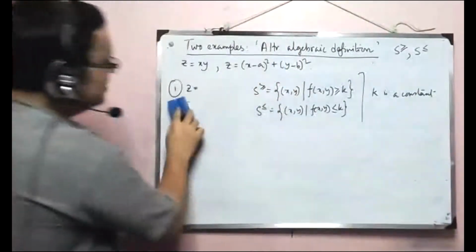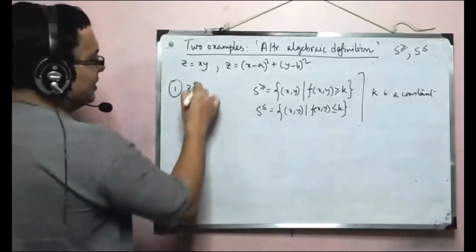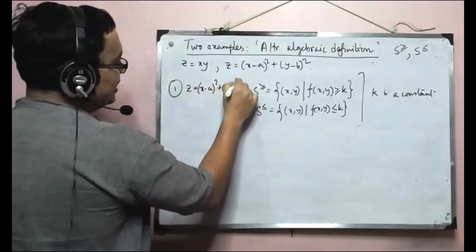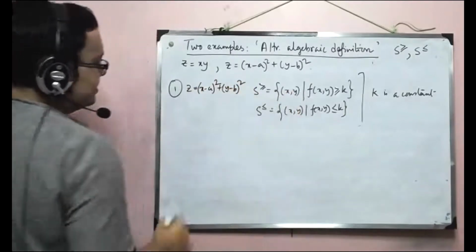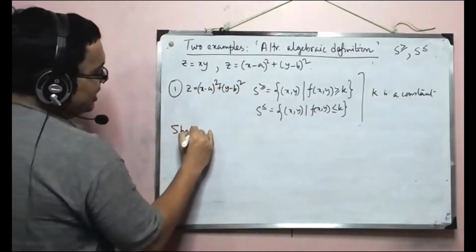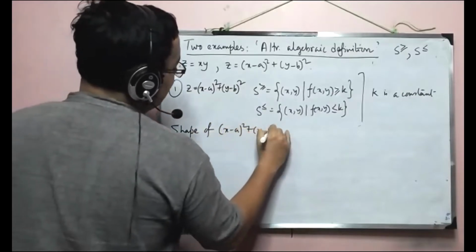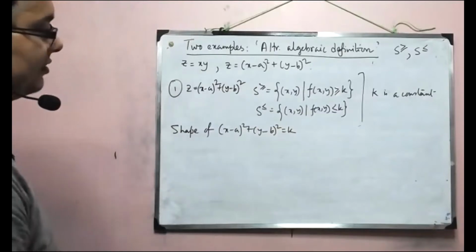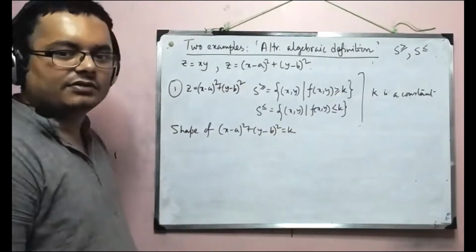The second one is x minus a whole square plus y minus b whole square. So we said that in terms of xy, if I take x and y to be the only variables. Now let's look at this. What we are trying to find is the shape of x minus a whole square plus y minus b whole square equal to some k. And also we'll talk about the values below or above it.